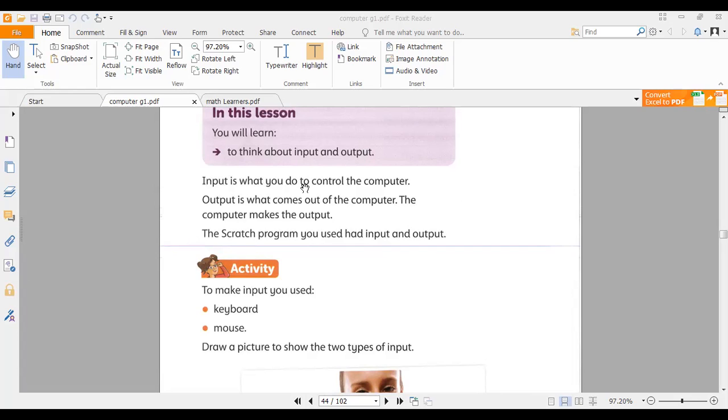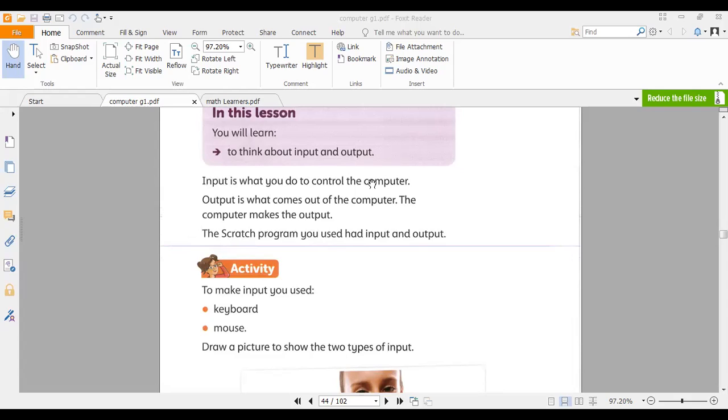Input is what we do to control the computer. With input devices, we control the computer. Whereas output is what comes out of the computer. The computer makes the output. Input is something easy, you understand. Input is that which helps us to control the computer. We can give instructions to the computer with the help of input devices.